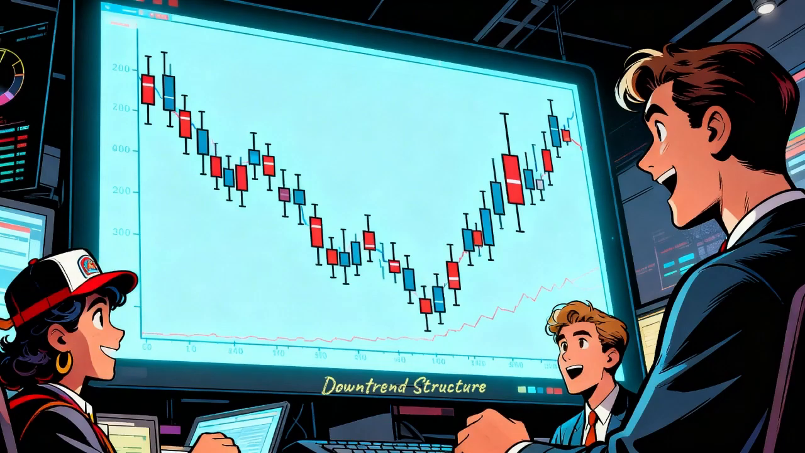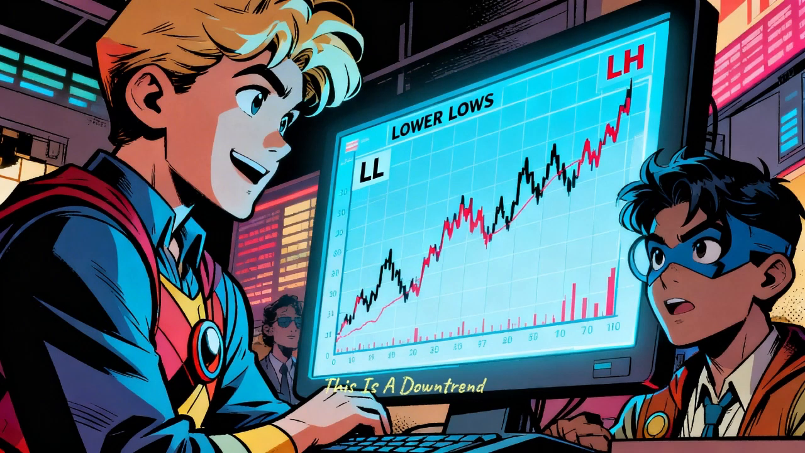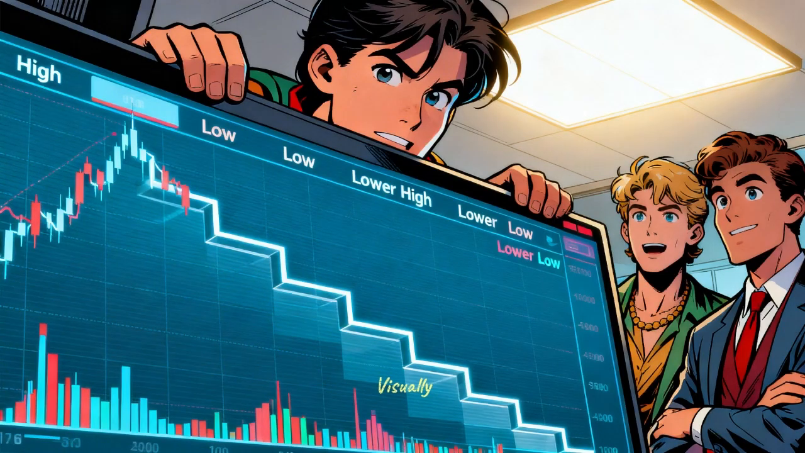Downtrend structure. Now imagine price starts doing this. Makes a low, pulls back. Makes a lower low, pulls back, makes another lower low. This is a downtrend. What defines a downtrend? Lower lows (LL) and lower highs (LH). Visually, it looks like stairs going downward.